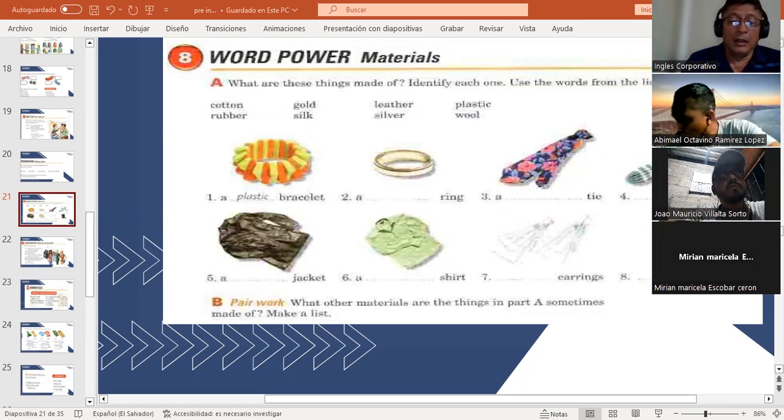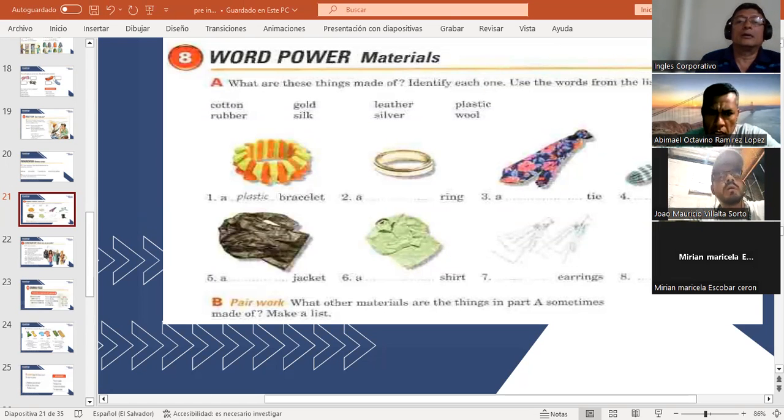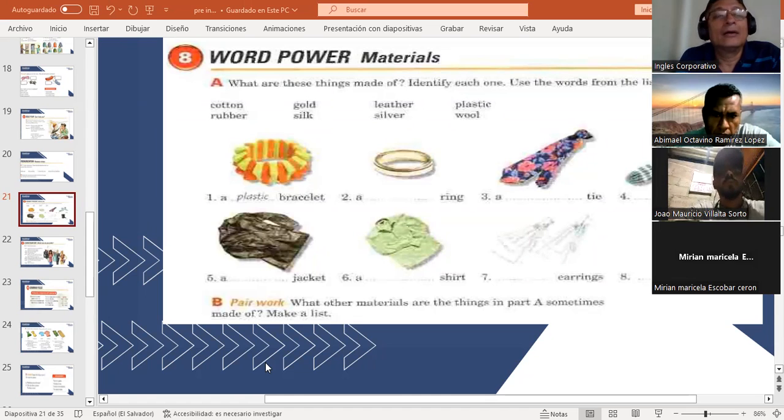A leather jacket. A cotton shirt. Cotton shirt. Silver earrings. Earrings. And rubber boots. Yes. So we have a plastic bracelet, a gold ring, a silk tie, wool socks, a leather jacket, a cotton shirt, silver earrings, and rubber boots.